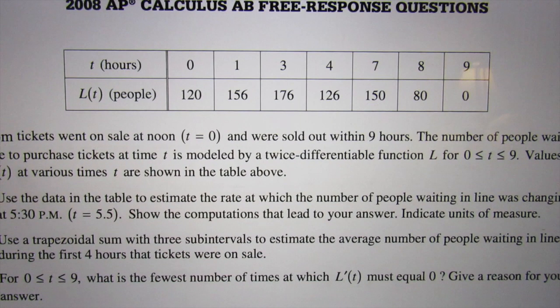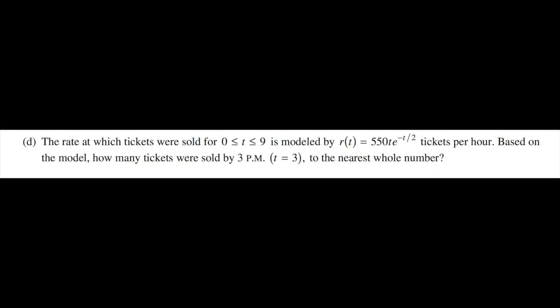I wonder how many tickets were actually sold by 3 p.m. though. The rate at which tickets were sold for 0 ≤ t ≤ 9 is modeled by r(t) = 550t e^(-t/2) tickets per hour. Based on the model, how many tickets were sold by 3 p.m., t equals 3, to the nearest whole number?